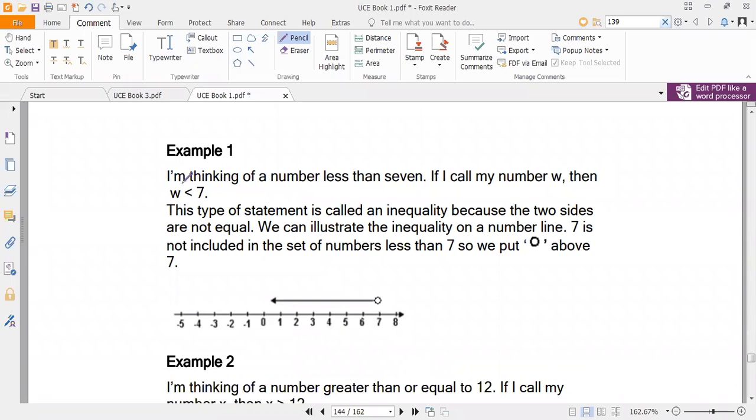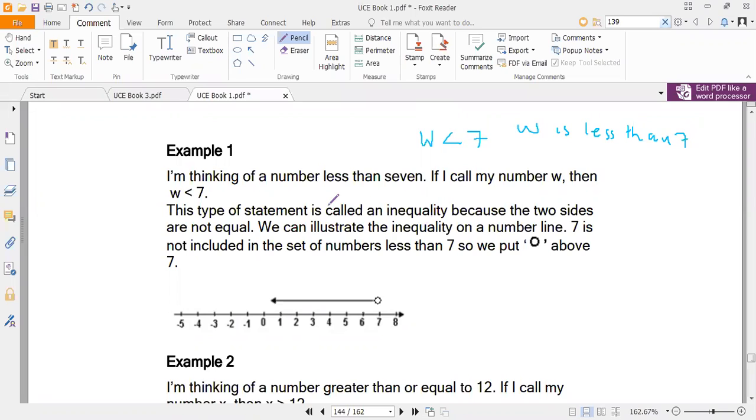In this example, it says I'm thinking of a number less than 7. If I call my number W, then W is less than 7. So a number less than 7 can be written as W is less than 7. This statement is what we read as W is less than 7.